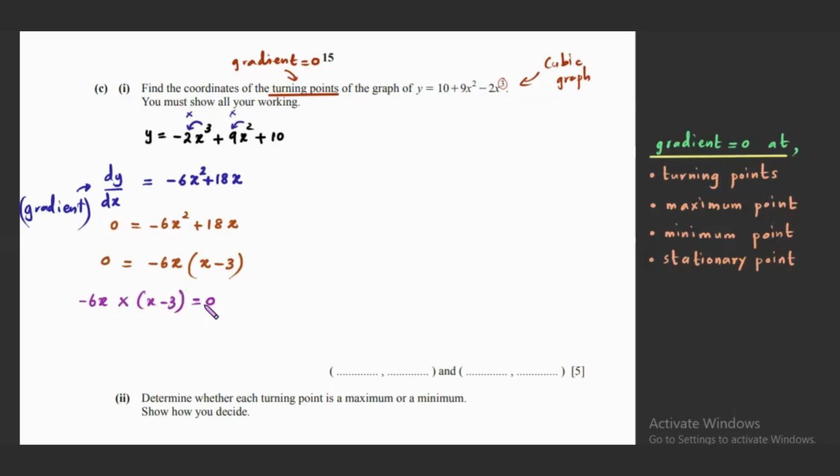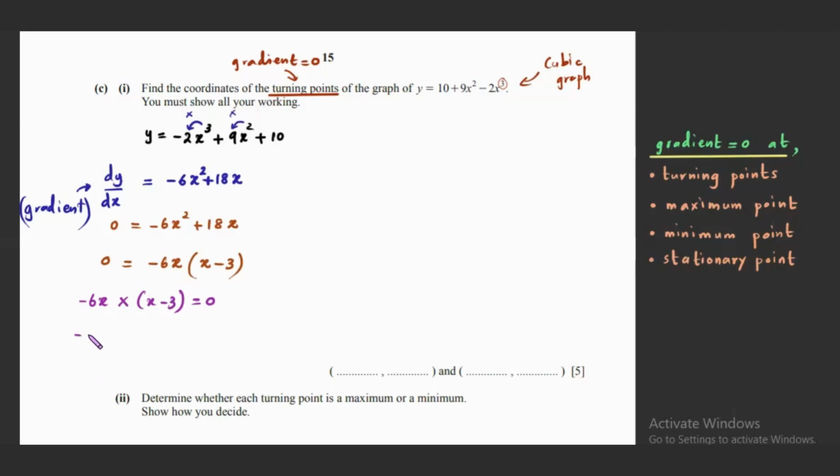Mostly, we end up getting two brackets being multiplied together and is equal to 0. Then the next step that we would do is to make both the brackets equal to 0 and find the value of x. But in this case, we have one bracket and here there is a term, which is this minus 6x. So here directly we can say that this minus 6x will be equal to 0. Or we can also say that this x is equal to 0 directly.